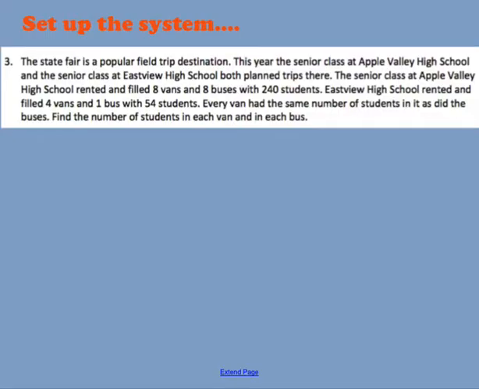All right, let's take a look at number 3. So the State Fair is a popular field trip destination. This year, the senior class at Apple Valley and the senior class of Eastview High School both planned trips there. The senior class at Apple Valley rented and filled 8 vans and 8 buses to equal 240 students. Eastview High School filled 4 vans and 1 bus for 54 students. Each van had the same number of students in it as did the buses. Find the number of students in each van and each bus.